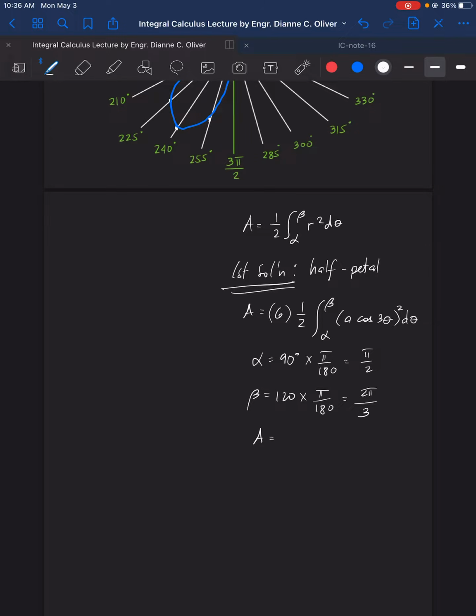Therefore, the area here is 6 times 1/2 integral of a cosine 3 theta squared d theta. Then alpha is pi over 2. Okay. Then beta is 2 pi over 3. Now, area is equal to 3 times the area that we can solve here.